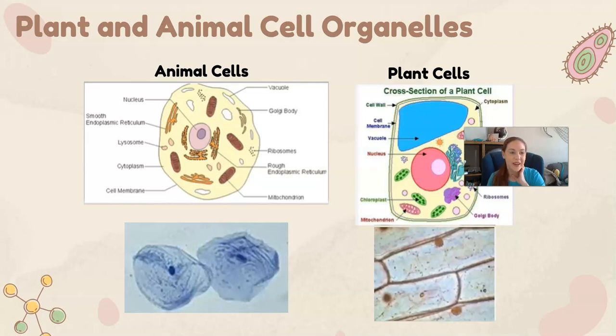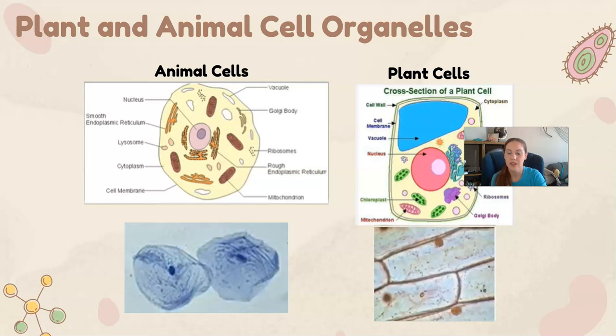Hi everyone, and welcome to your lesson that's all about plant and animal cell organelles, okay? So we talked a little bit about a eukaryotic cell last time and the different organelles that you can see in it. This time we're going to look specifically at eukaryotic cells for animals and for plants, okay?